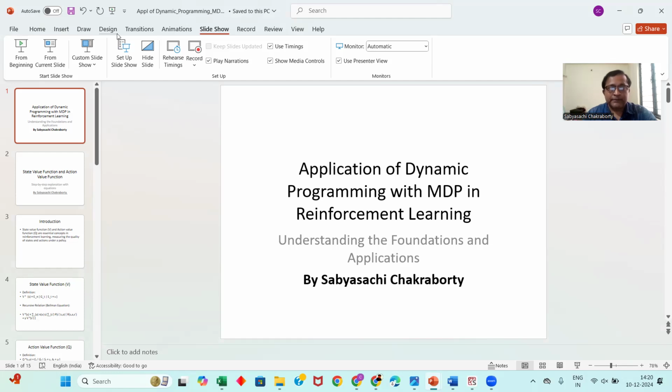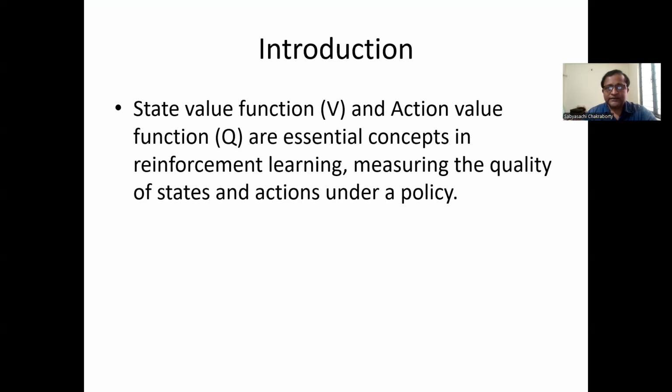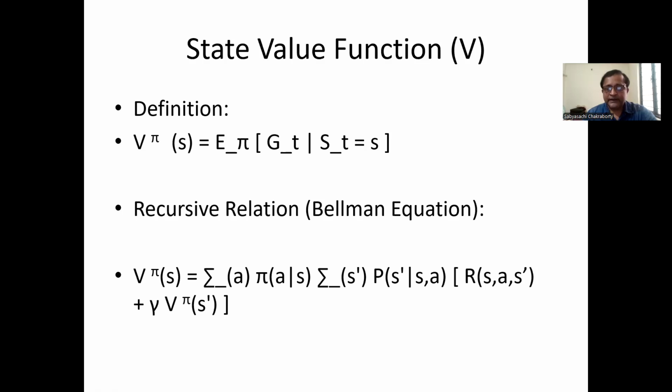So, let's brush up on the previous lessons we have already discussed. That is the value function. There are two major aspects we had: the state value function and the action value function. The state value function is often referred to as the value function. The action value function is often referred to as the Q function.